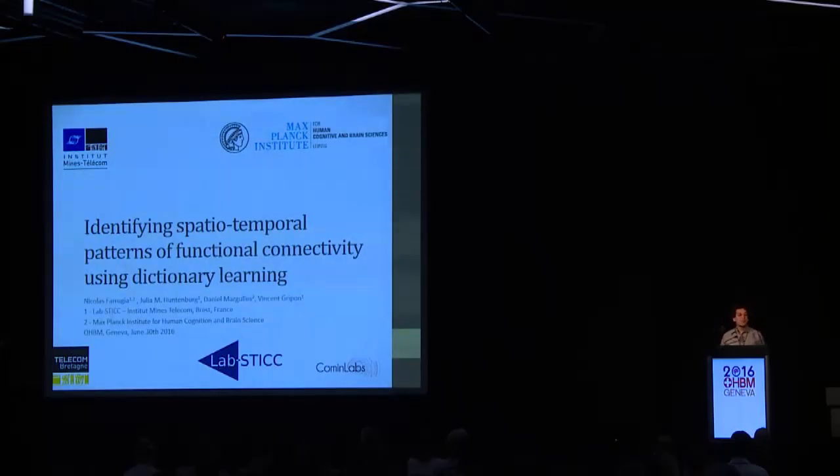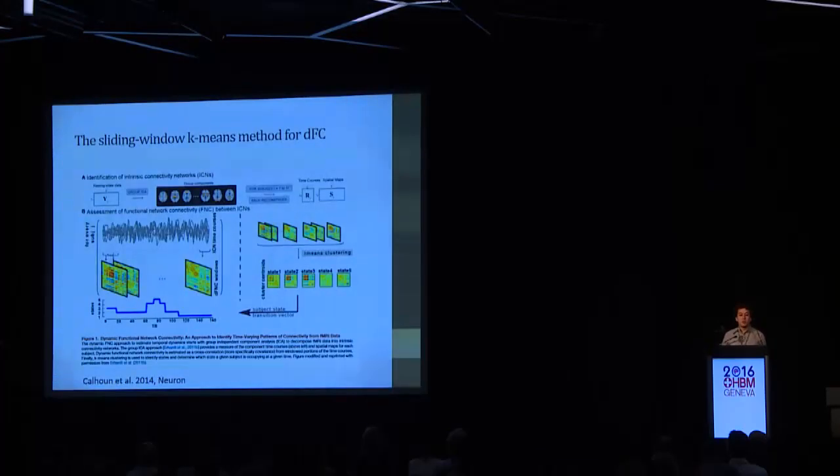So I'm really happy to be here to present this work today. We're trying to identify spatiotemporal patterns of functional connectivity, and especially we're interested in dynamic aspects of connectivity. Most of you will probably be aware of the sliding window k-means method for dynamic functional connectivity, but I'll try to recap quickly what it consists in.